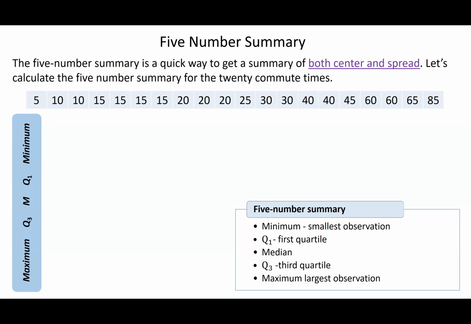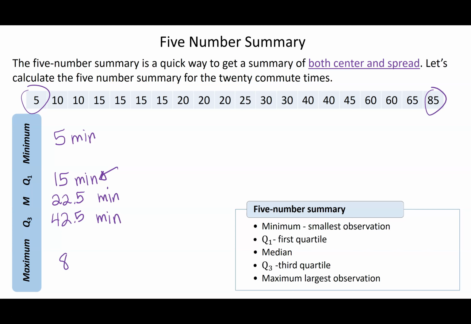So now that we have those, we have what we call a five-number summary. So I had 15 minutes was my first quartile. And keep in mind, it is important to keep your units. If you have units, you should include them here. The median here was 22.5 minutes, so 22 and a half minutes. My third quartile was 42.5 minutes. And then for our five-number summary, it also wants the minimum, so just the lowest observation observed. So these are in order, so five minutes. And then the maximum, so the largest value observed, so 85 minutes. So this would be my five-number summary for this data set.